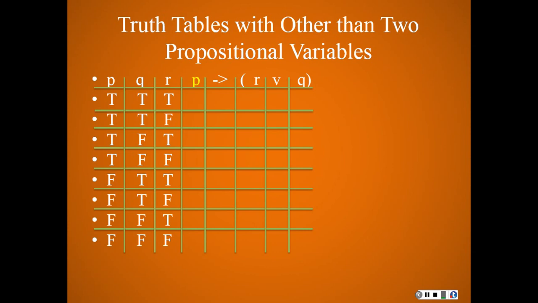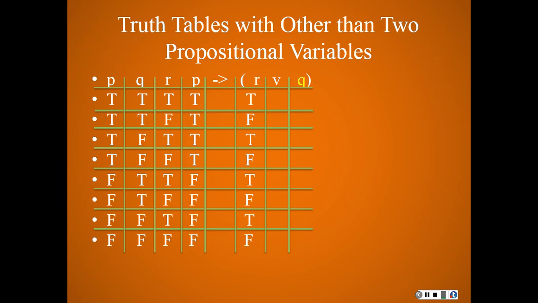I'll go ahead and focus on the sub-sentence to the left of the main sentential connective, which is P. I'm going to copy down the column of truth values for P, so that's 4 trues and 4 falses. Now I focus on the sub-sentence to the right of the main sentential connective, R or Q. I'll copy down the column for R, which is alternating. R, remember, if you look to the left, just alternates between true and false. So true, false, true, false, true, false, true, false for R.